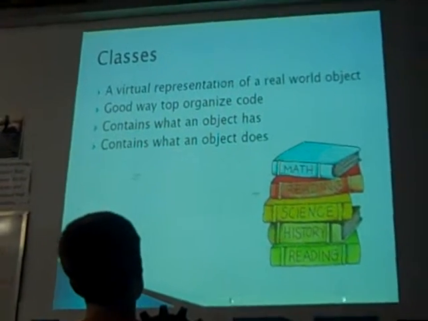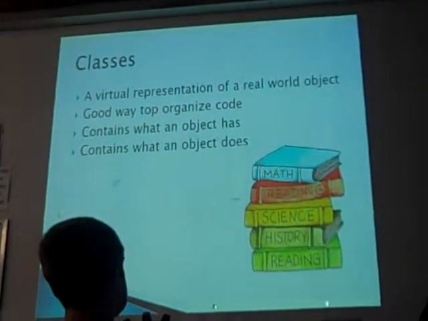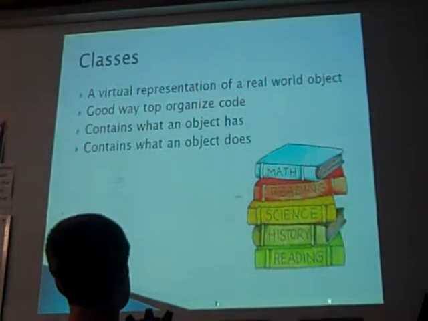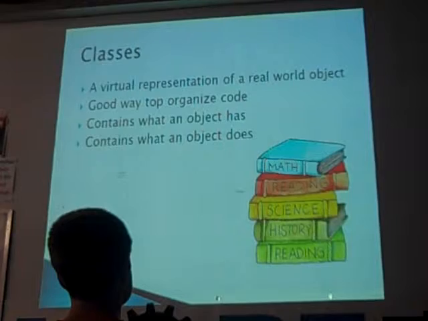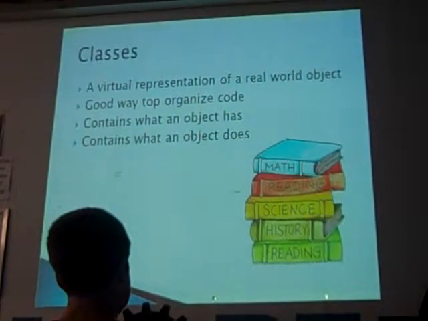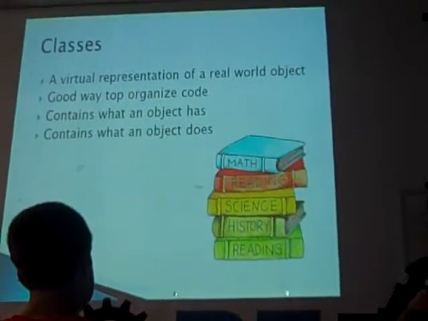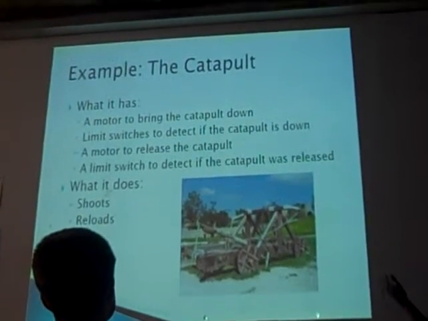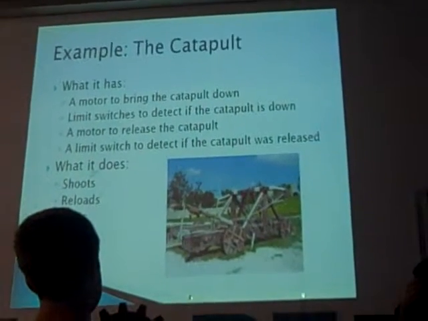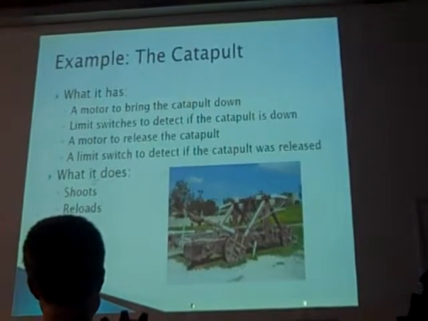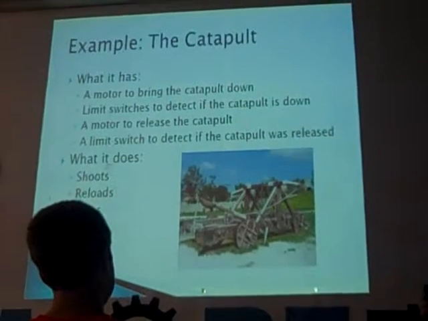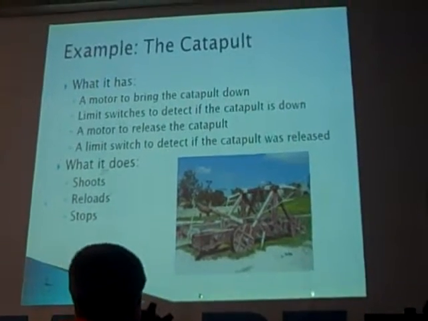Okay, a very important part of programming, keeping the program organized, is something called classes. A class is a virtual representation of a real-world object. It's a great way to organize code and keep things separate to themselves. A class contains what an object has and what it does. An example of this is the Catapult, like I talked about. What it has is a motor to bring the Catapult down, two limit switches to detect if the Catapult is down, a motor to release the Catapult, and a limit switch to detect if the Catapult was released. And what it does is simple: it just shoots, reloads, and stops.